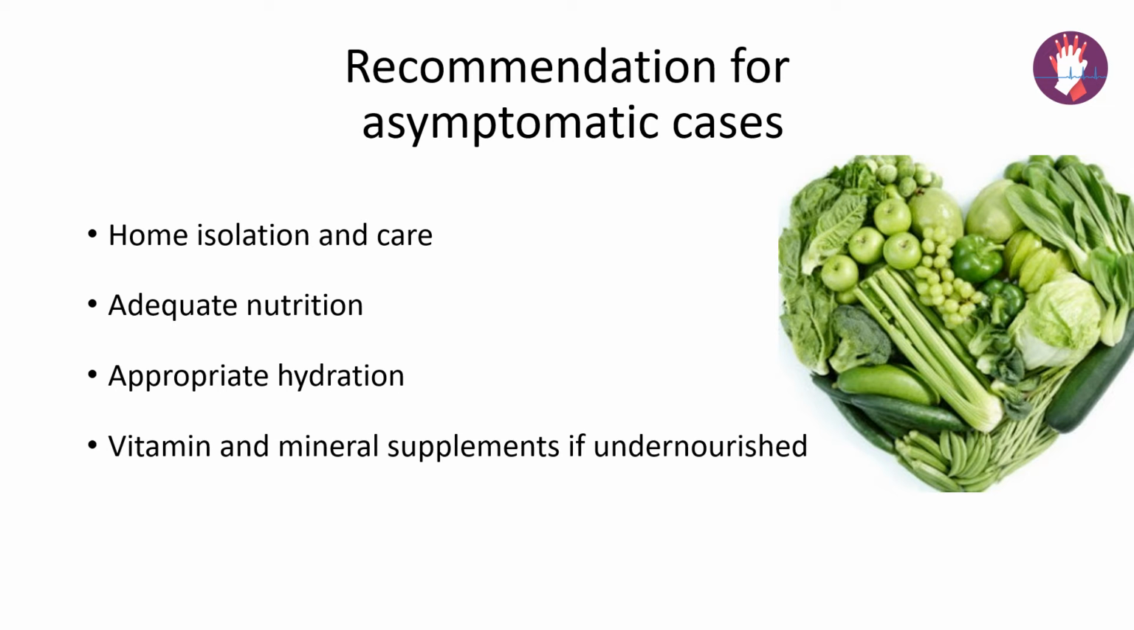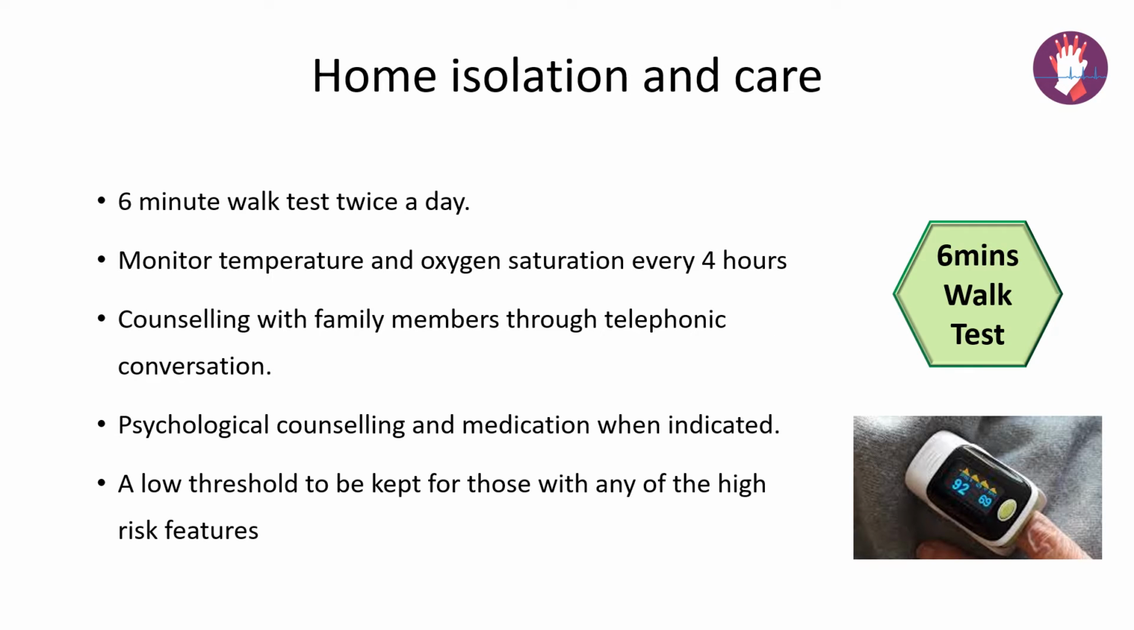Recommendation for asymptomatic cases: there is no significant evidence for anything other than symptomatic support. So home isolation and care includes adequate nutrition, appropriate hydration, and vitamins and mineral supplements only if the patient is undernourished. You teach them to take a 6-minute walk test twice a day. This is covered in our non-healthcare volunteer COVID video if you're interested. And we ask them to measure their oxygen saturation and temperature every 4 hours.